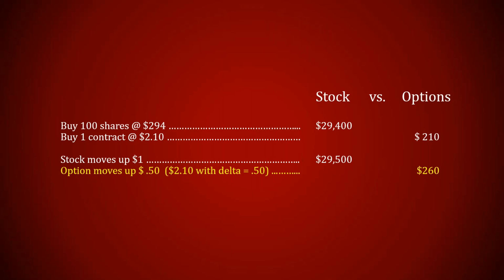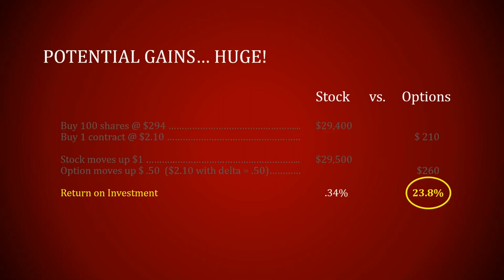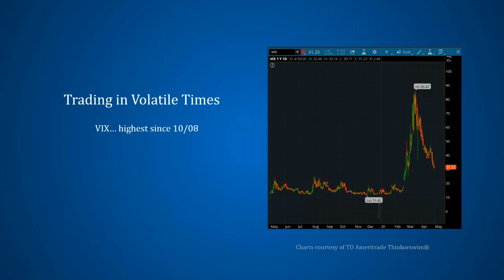You're going to see. Wait a second, I paid $210 for the option, and now it's gone up 50 cents. Well, now my value is $260. The return on investment here with that $1 move on the stock is 0.34% for the stock and a whopping 23.8% on the option. That is the power of options and the power of leverage. So that's why most people that I know, if not everybody, once they get into options, they never go back to stock.